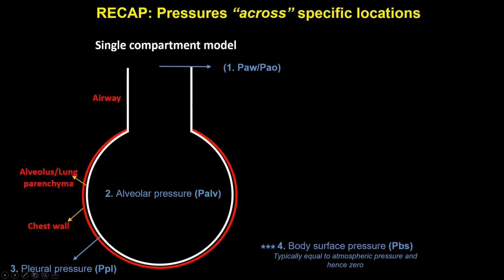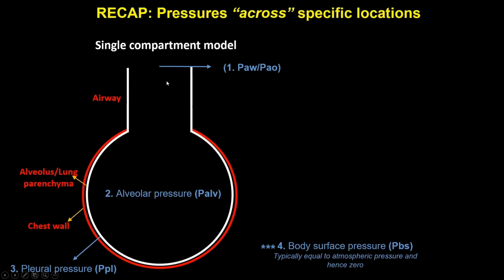So again, going back to the single compartment model, we have to stick to this, and it's going to help us a lot. We have the single compartment of one airway as the resistive part of the circuit, and we have these elastic components here, which are the alveolus, which represents the lung parenchyma surrounded by a chest wall. So that's the single compartment model.